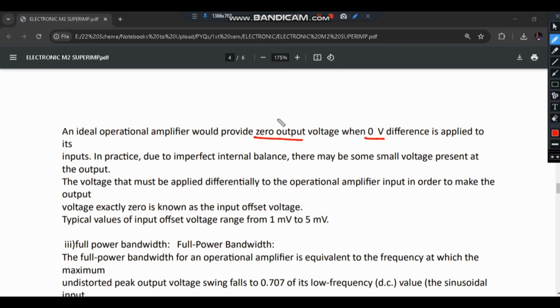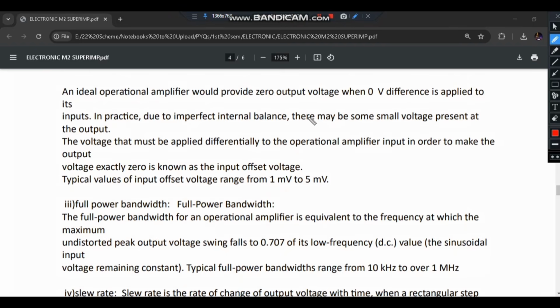Inputs. Whenever zero voltage is provided, there will be zero output voltage. The amount of voltage that must be applied differentially to the operational amplifier in order to make the output voltage exactly zero. Initially it will not be zero, but some voltage we apply so that the output voltage is zero. Whatever we apply is called the input offset voltage, and its range is from 1 to 5 millivolts.